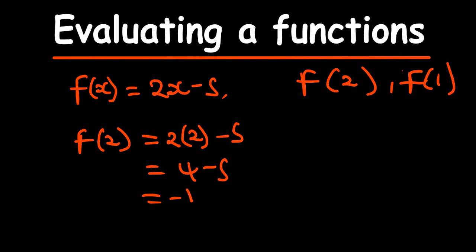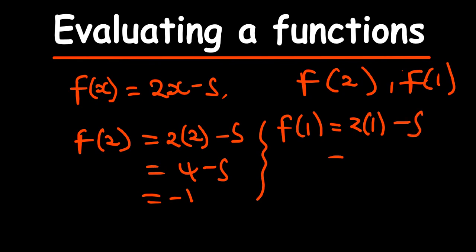We can also find maybe f of 1. Evaluating is not difficult. So f of 1 will simply be 2, and wherever there's x, now we put 1, then minus 5. So this will be 2 minus 5, which equals minus 3. So evaluating functions, I don't think it's a problem for you guys.